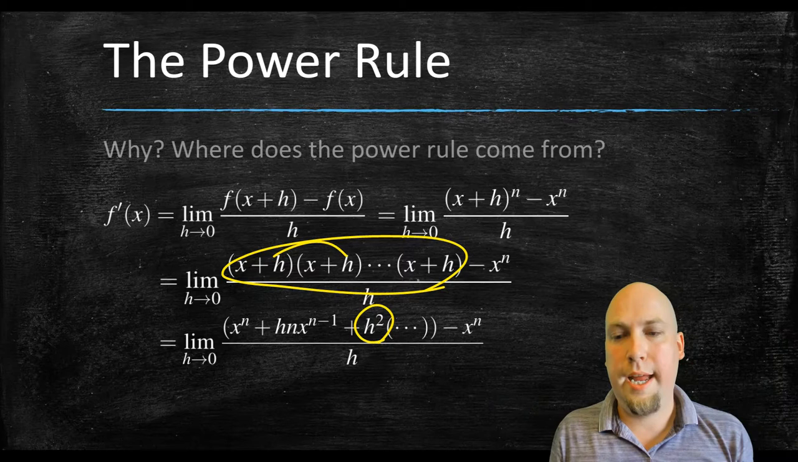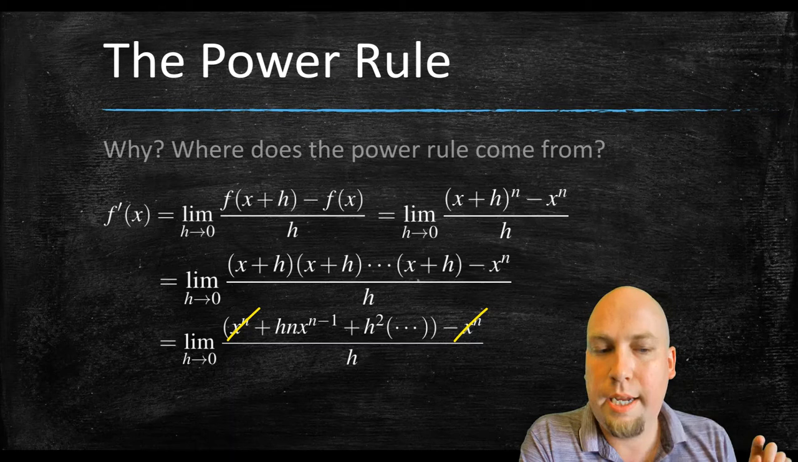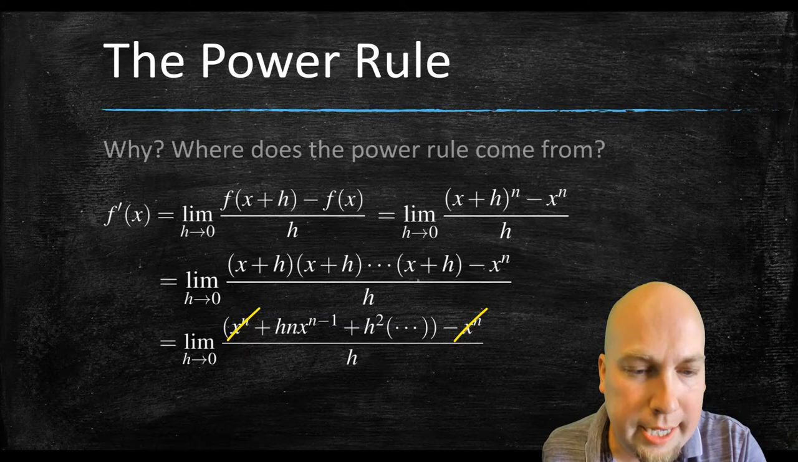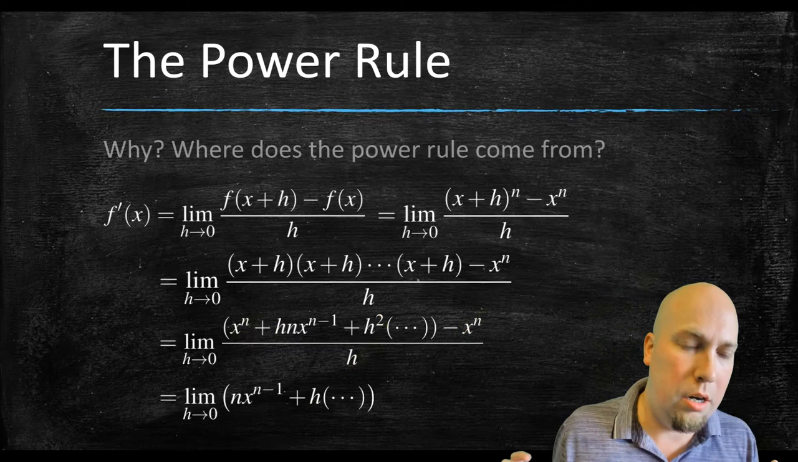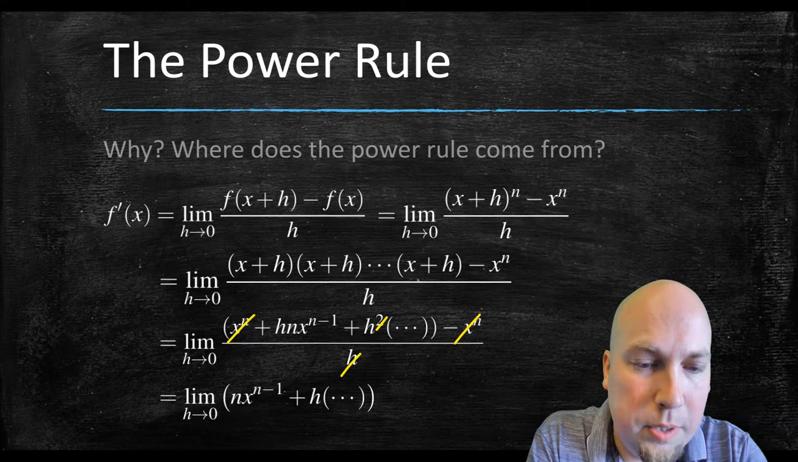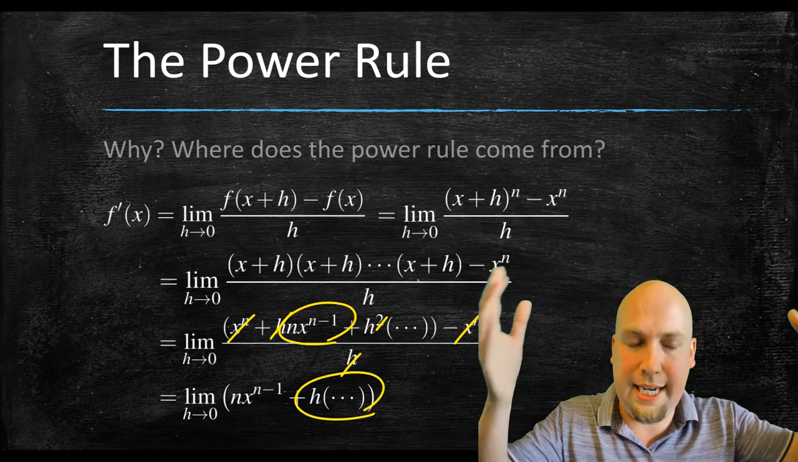Okay, and that's important because now, once we've written out this limit in this way, we can start canceling stuff, right? We've got an x to the power n that cancels with a minus x to the power n. Okay, and after I cancel out those two terms, look at what I've got left. Everything here has an h in it. I've got an h on the bottom, that's going to cancel with this h here, and it's going to turn that h squared into just an h to the power 1. All right, so what am I left with after I make that simplification? Well, remember, this x to the power n canceled with minus x to the power n, and then h is canceled everywhere. I'm just left with n x to the n minus 1, and plus h times something. I don't know what that something is. I don't really care. It's just h times something involving x's and h's and so on.